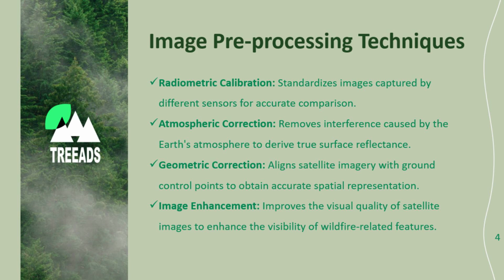Geometric correction. Geometric correction corrects for distortions introduced during the image acquisition process. It involves aligning the satellite imagery with ground control points to obtain accurate spatial representation.